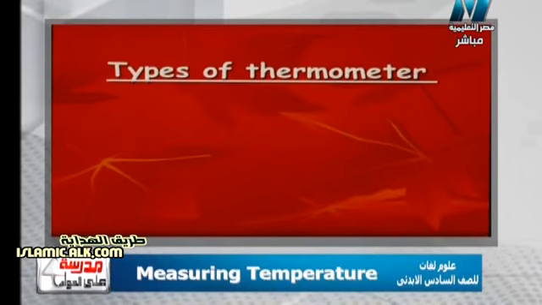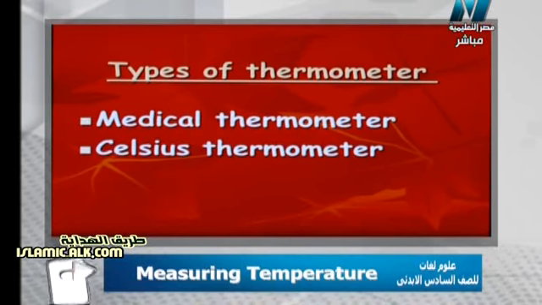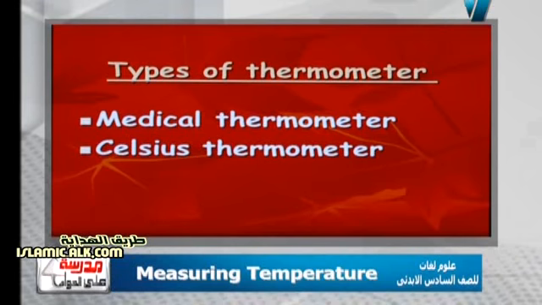So let's look at the types of thermometer. We have 2 types of thermometer in this syllabus, which are the medical thermometer and the Celsius thermometer. We have two types: the medical thermometer and the Celsius thermometer.